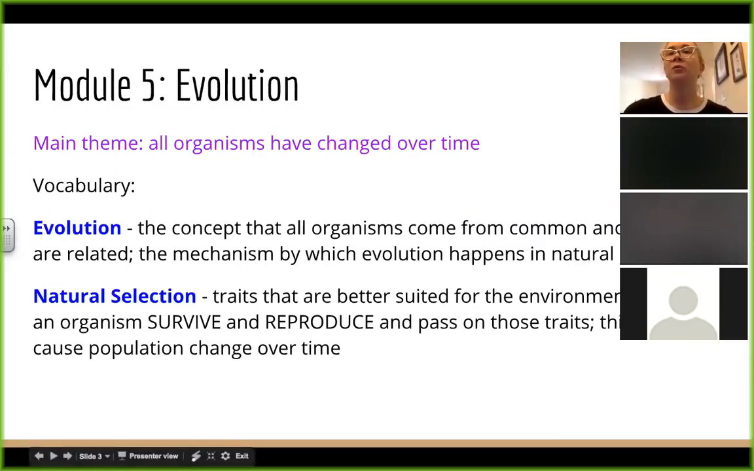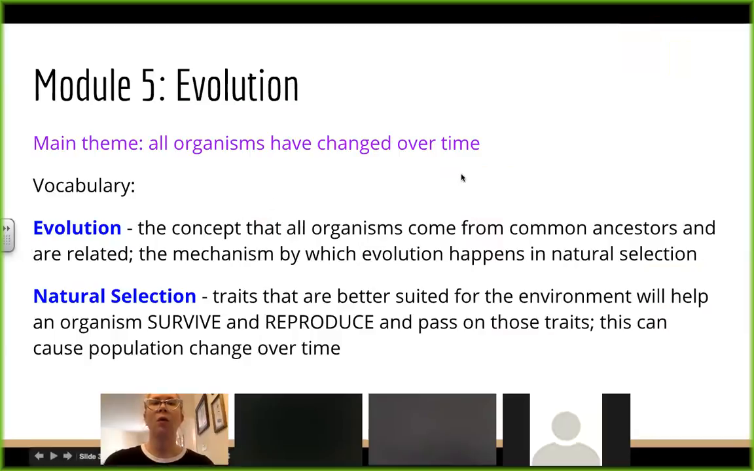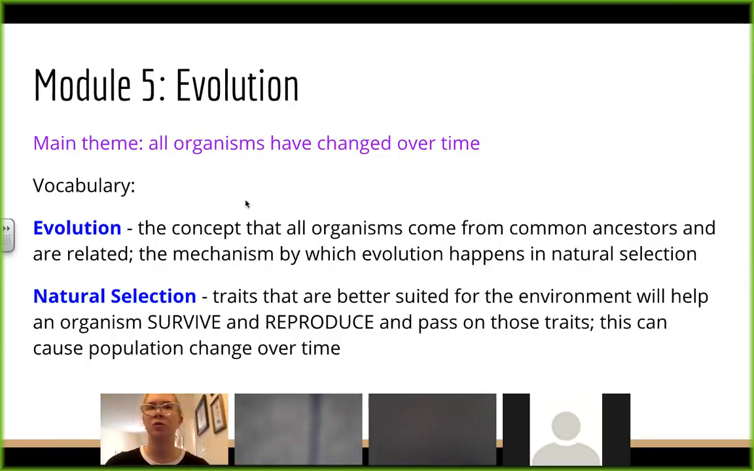So the first module from this semester was evolution. And in this module, really, there's not too much detail, thankfully, because it could have gone really detailed. My biggest issue with it was that most of the heavy content was in the first lesson. And I know a lot of people kind of skimmed through that one and didn't really focus. So the main theme of this module is that all organisms have changed over time. And there's really only 2 major vocabulary words that you need to know.